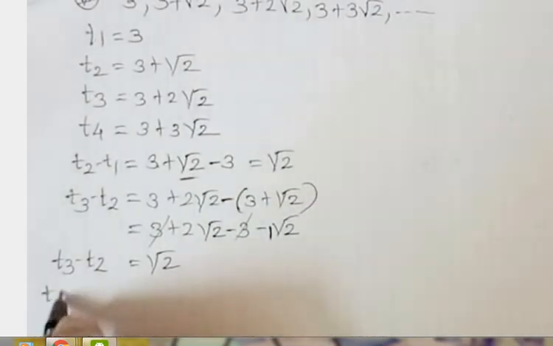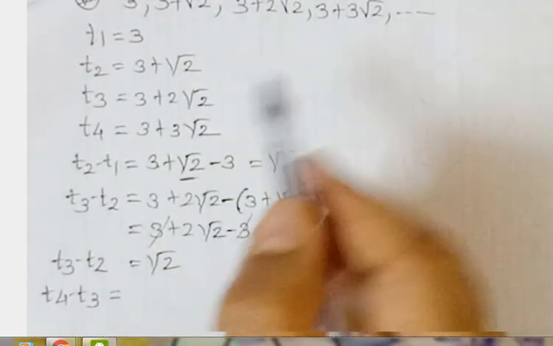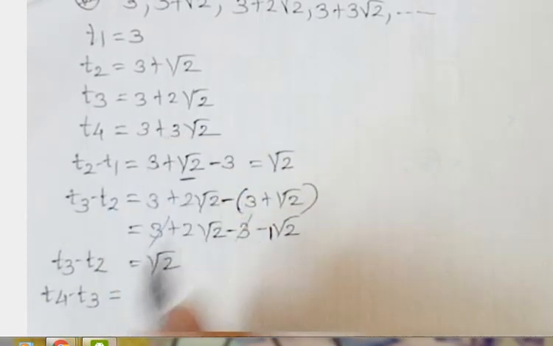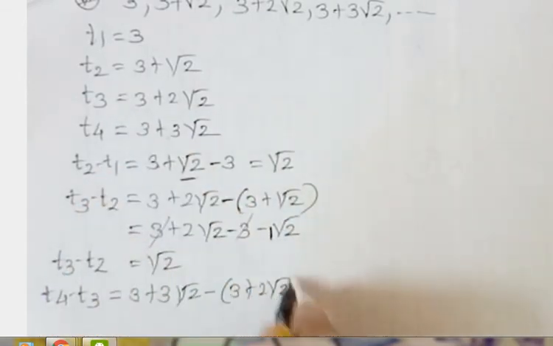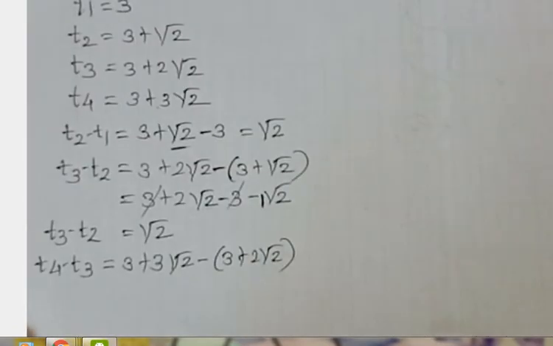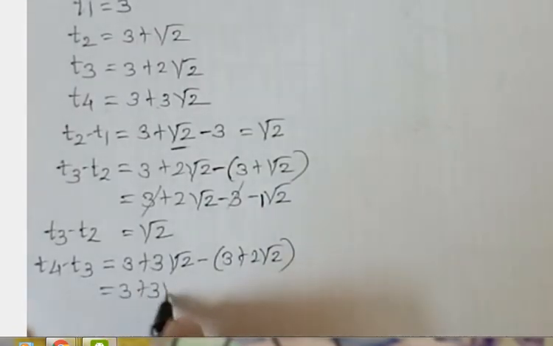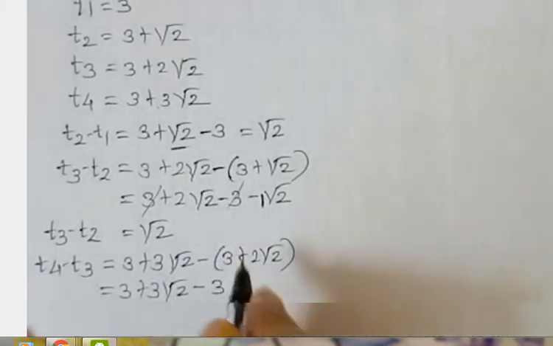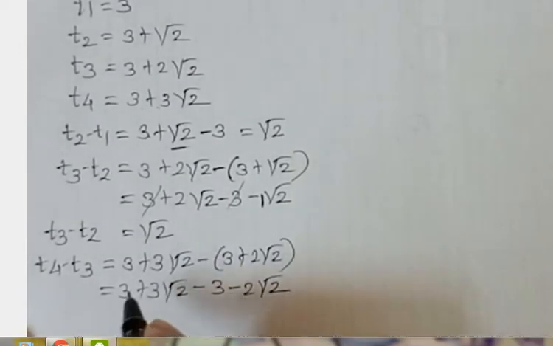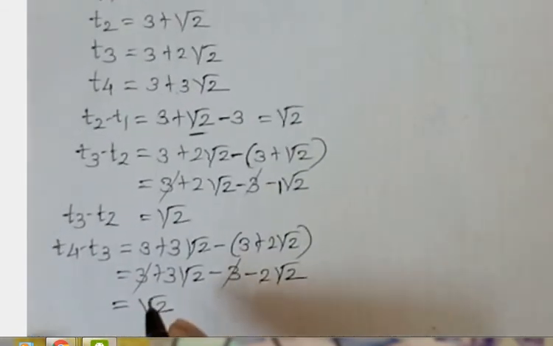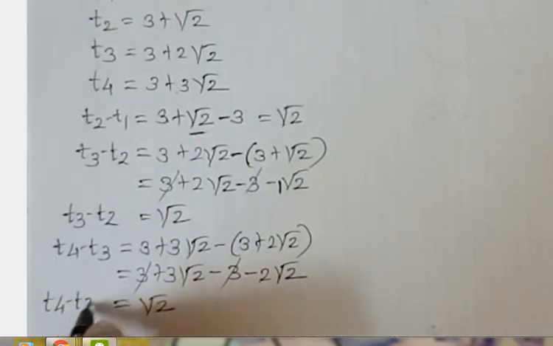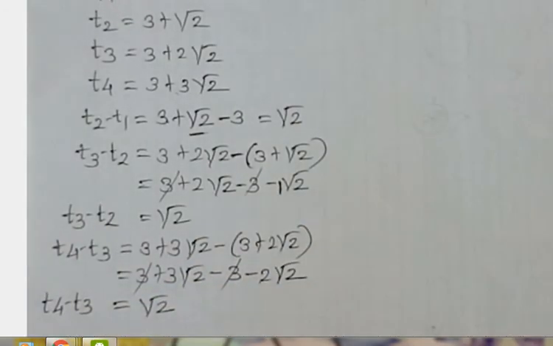Now we have to find out t4 minus t3. t4 is how much? t4 is 3 plus 3 root 2 minus t3 which is 3 plus 2 root 2. Okay, now 3 plus 3 root 2 as it is, minus 3, minus 2 root 2. 3 minus 3 gets cancelled. Now 3 root 2 minus 2 root 2 is 1 root 2, that is root 2. That means t4 minus t3 is root 2.